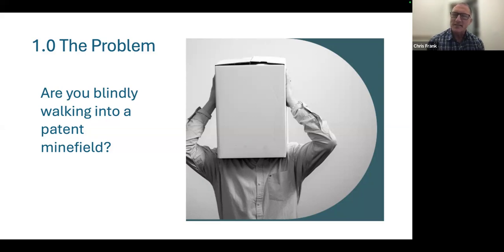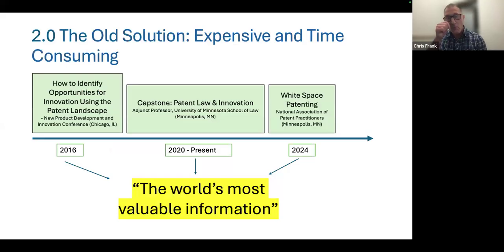This becomes more interesting when you consider the fact that patents are actually free, publicly available documents. And yet, most people, especially most startups, just approach the patent minefield this way, blindly walking into it and filing, spending their money, filing their patent applications blindly into this patent minefield.